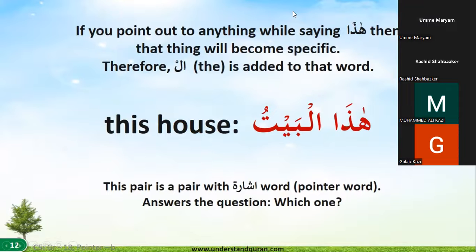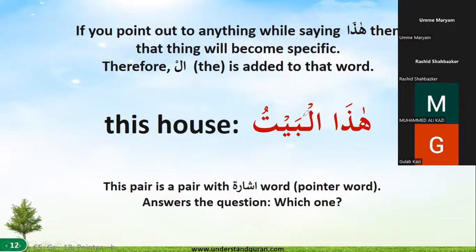So if there is al here, it becomes this house. Hazal baytu, this house. If I say haza baytun, then it is this is a house. Okay, that becomes a sentence by itself. Here, because of the al, it is not a sentence anymore. So haza is specific by itself. Okay, because this is specific. So this pair is a pair with ishara word, pointer word, and answers the question which one. Right, this house. Which is that house? This house. Okay, so this is specific.